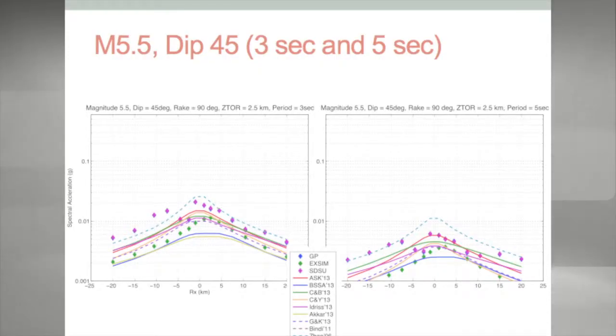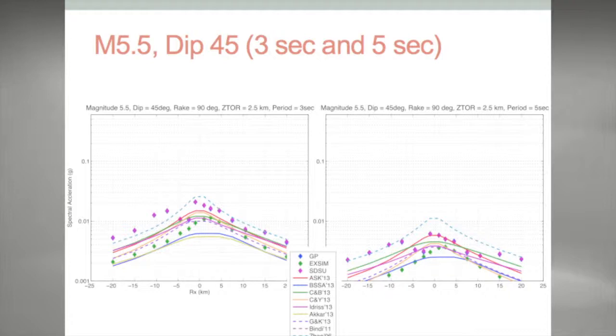This is a magnitude 5.5 with a dip of 45. This is at the 3 and 5 second. So again, fairly low. And again, Graves and Bitarka and SDSU are going to plot on top of each other. But you can see how much higher they are here than they are for XM.